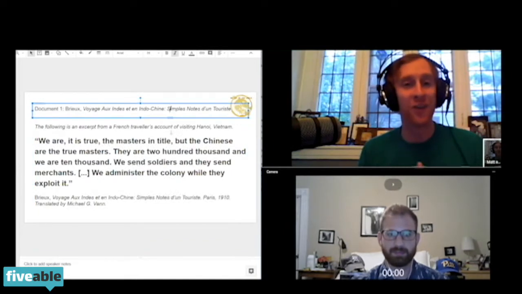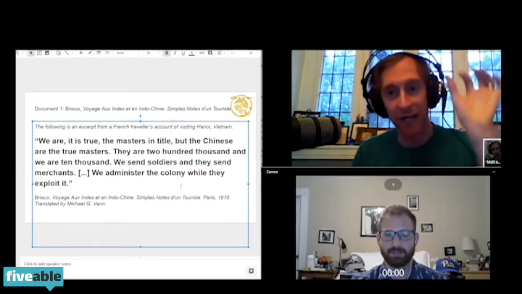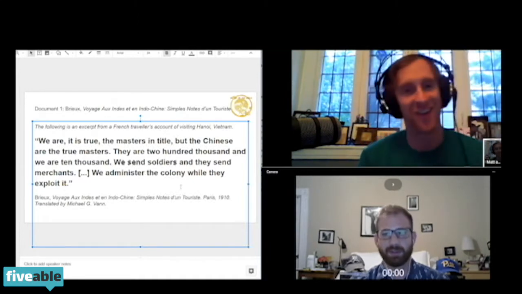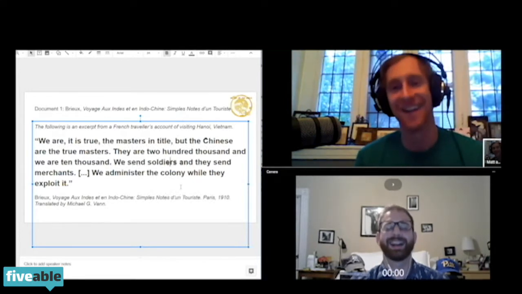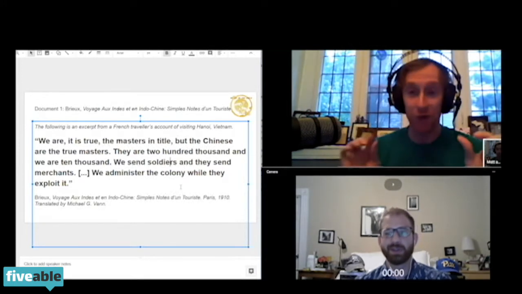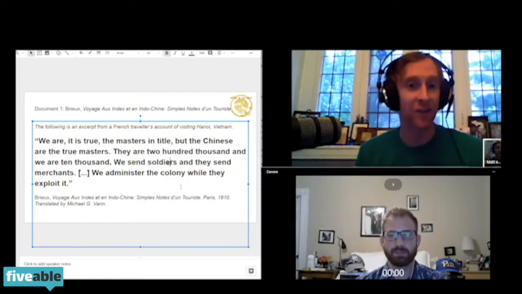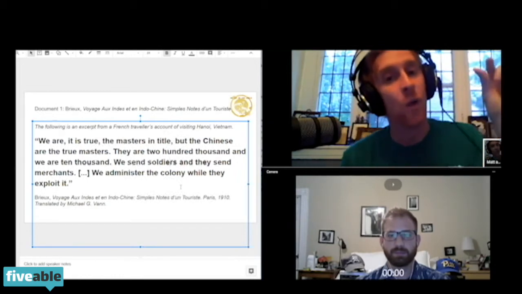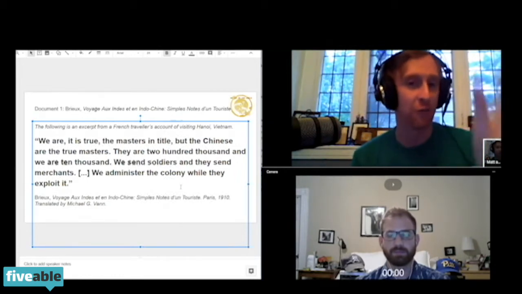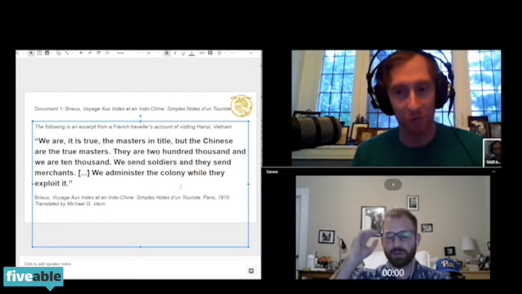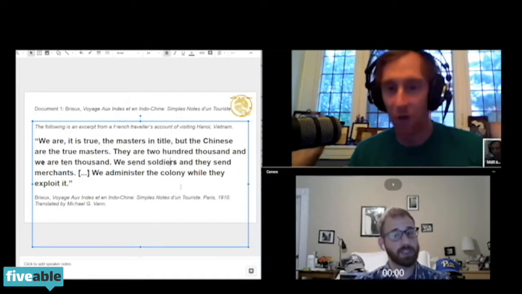And so seeing a document like this, if you're a historian trained in the long 19th century, you're going to look at it and be like, the Chinese are the true masters. Got it. Yeah, sure. But for a student, because they may not necessarily be aware of that context, they might zero in on that and say, well, that's the message. And this is a French guy in Vietnam. He's been there. He's seeing this with his own eyes. He was an eyewitness.